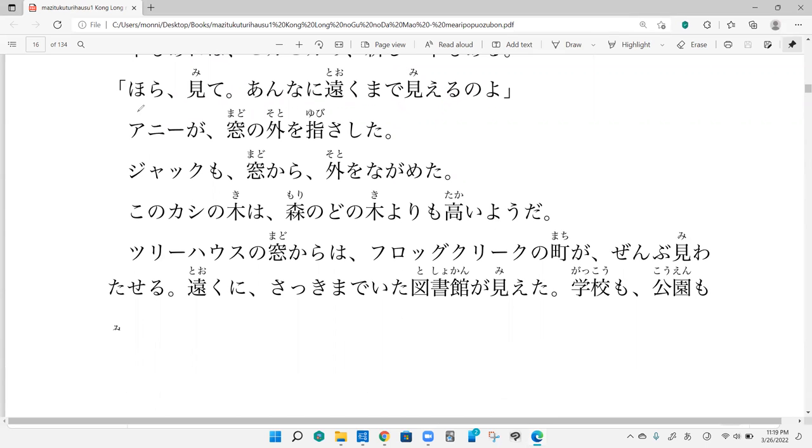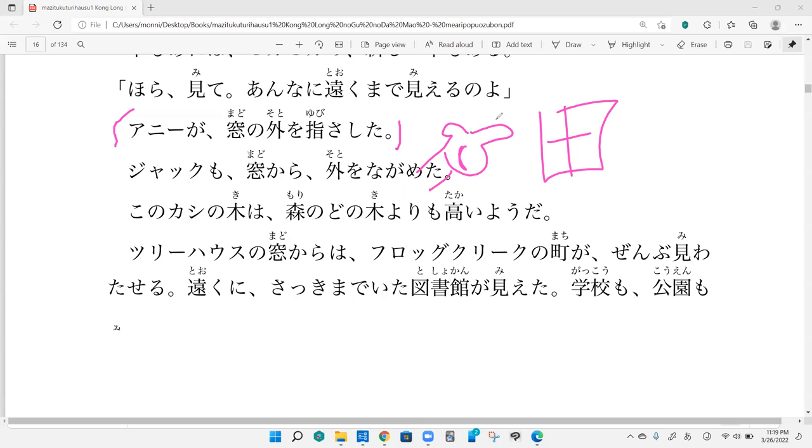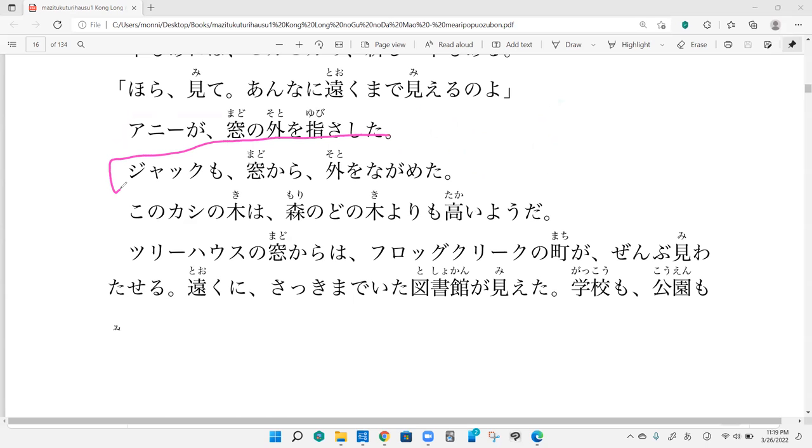So, and then we have this sentence. Ani ga mado no soto o yubi sashite. So pointing at the mado, so the window. What of the window? Mado no soto. Soto, outside of the window. Exactly, perfect. And then let's see, what does Jack do?